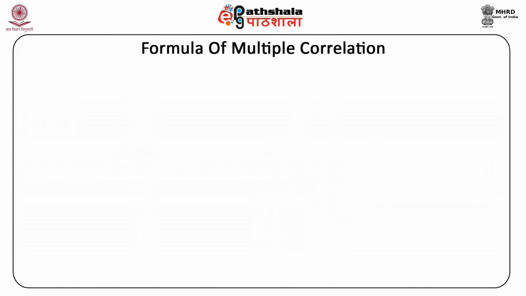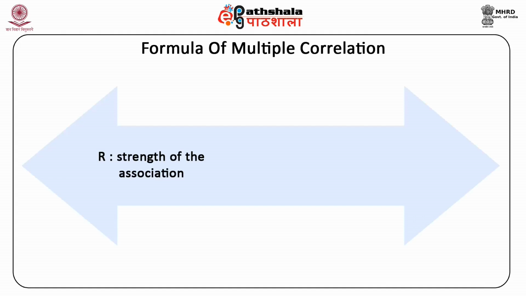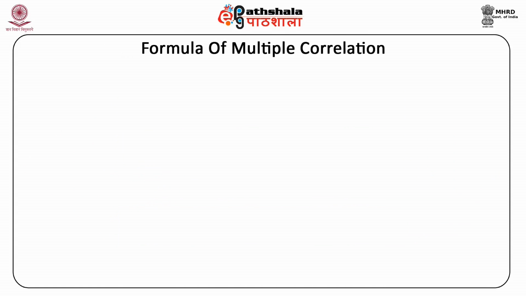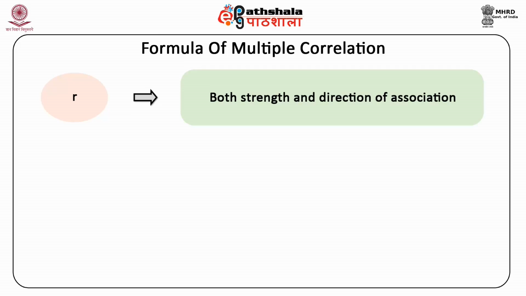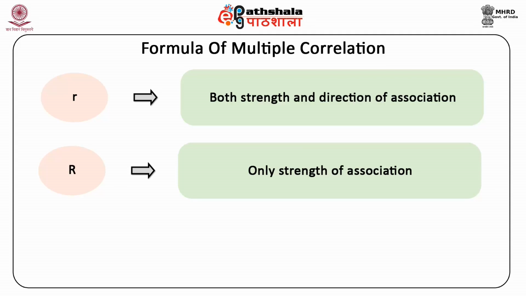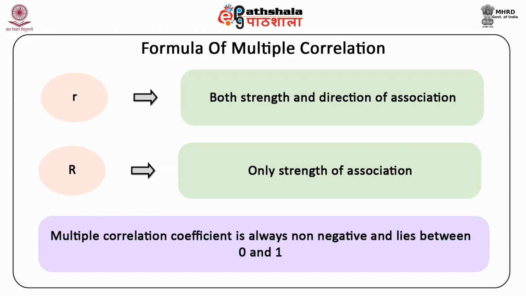The sample multiple correlation coefficient R measures the strength of the association between the independent explanatory variables and one dependent prediction variable. R can be any value from 0 to plus 1. Unlike the simple correlation coefficient r, which tells both the strength and direction of the association, capital R tells only the strength of the association. Capital R is never a negative value. Multiple correlation coefficient is always non-negative and lies between 0 and 1.